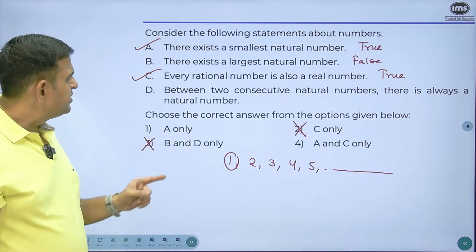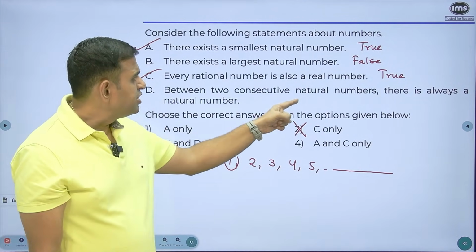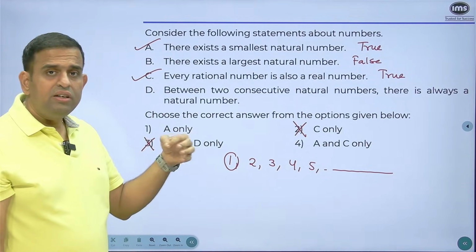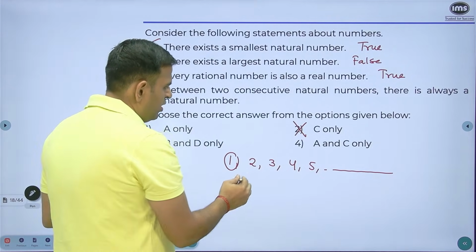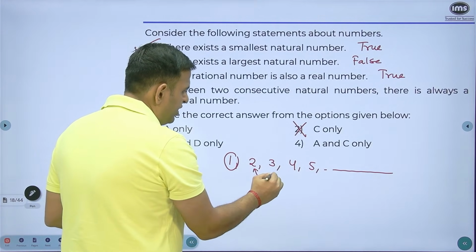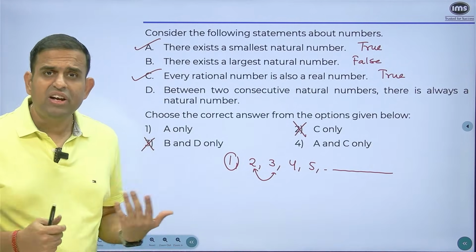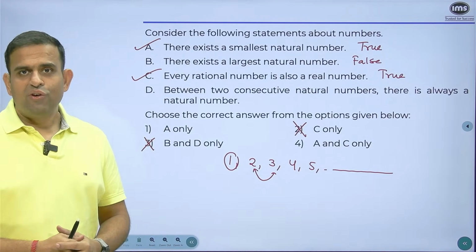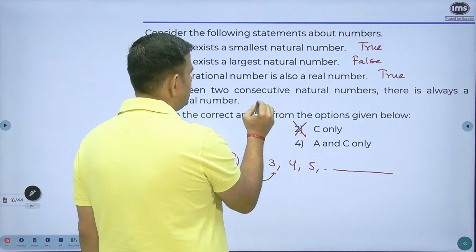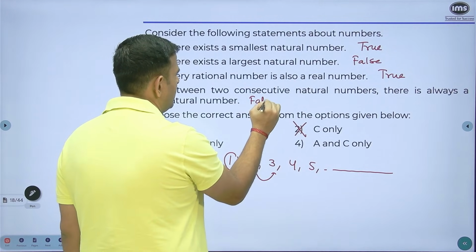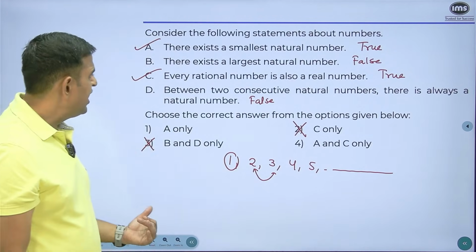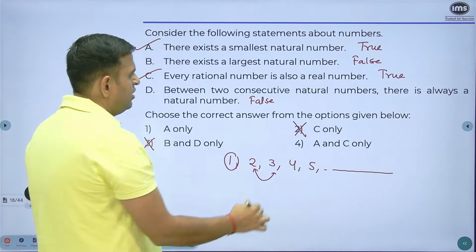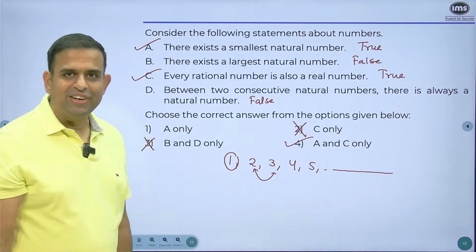And what they are saying is, between two consecutive natural numbers, there's always a natural number. So I'll take an example. If I talk about the numbers 2 and 3, between 2 and 3, do we have a natural number? The straightforward answer is no. So this is a false statement. Hence, only A and C are right. I will choose to mark option number 4.